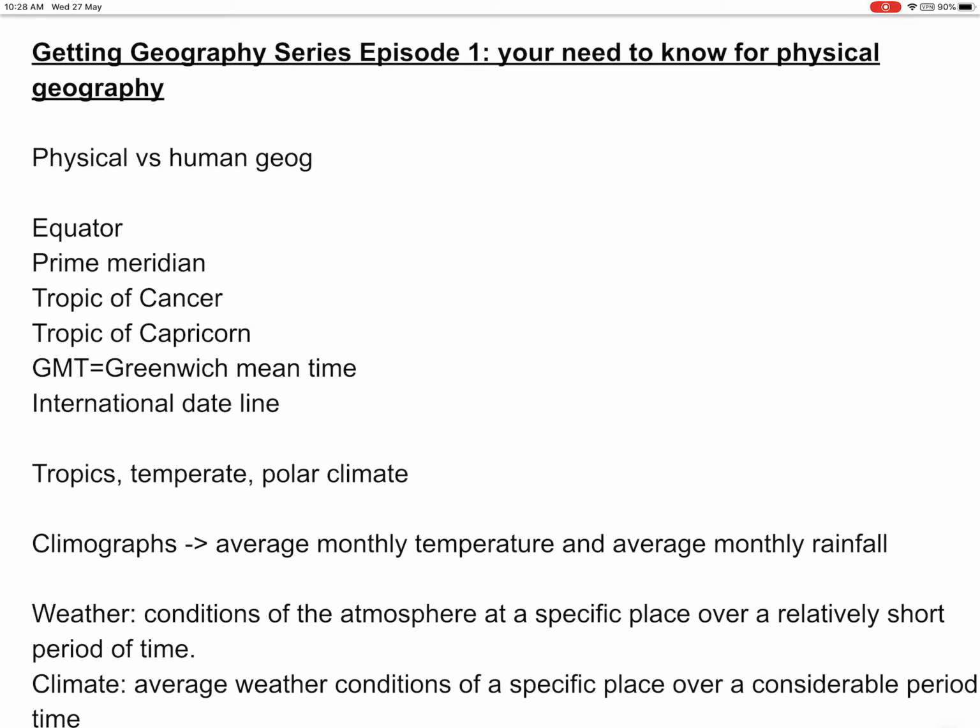For longitude, it doesn't have different lengths. Instead, it's the distance in degrees east and west of the prime meridian, and it runs in the north-south direction, and the prime meridian passes through Greenwich. That's why they measure it at GMT, Greenwich Mean Time. For the international date line, it's 180 degrees, and it's opposite the side of the prime meridian.